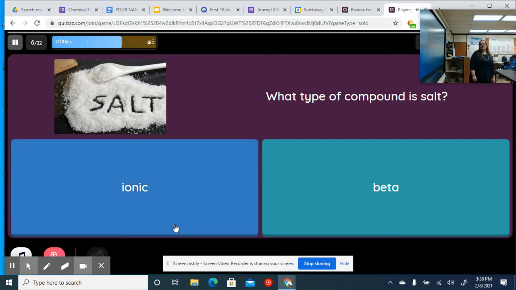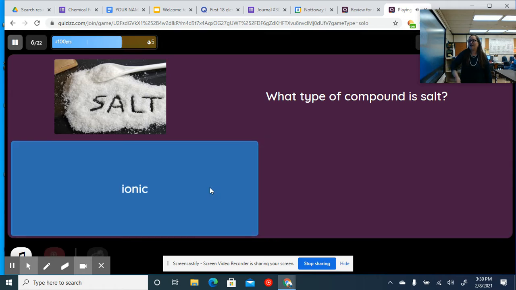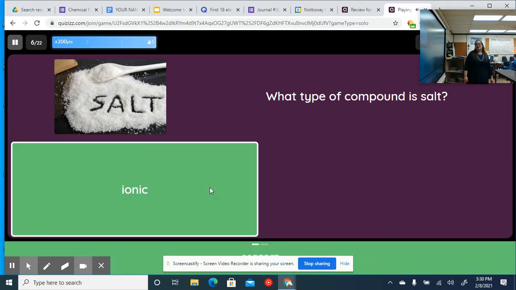What type of compound is salt? This was in the notes 2A, and it was one of those things I told you that you will understand more later. But for right now, I just want you to memorize that it's ionic. It's an ionic compound.